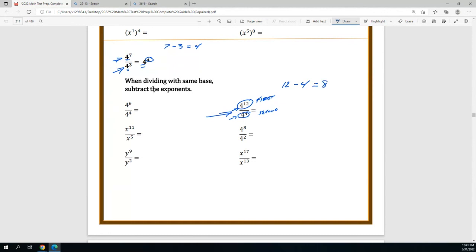So how many 4s are still there? 8 are. Let's try it again. 4 to the power of 8 divided by 4 to the power of 2. Well, 8 take 2, leaves 6. So this is 4 to the power of 6.